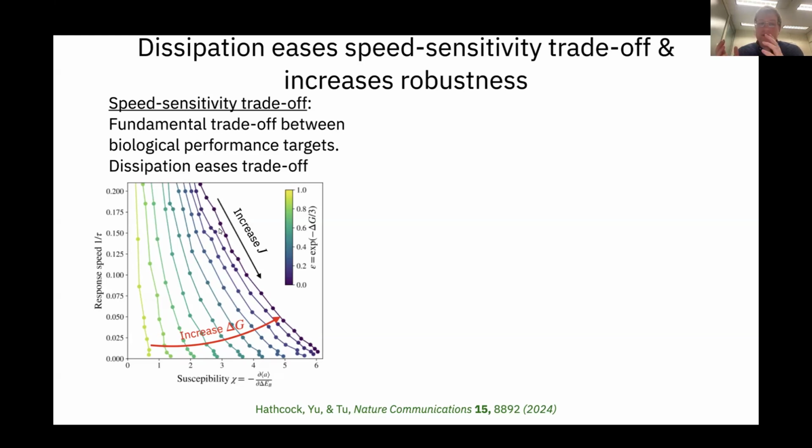As we tune the coupling strength in the lattice, there's a trade-off between speed and sensitivity. This is, I think, somewhat intuitive. If you increase the coupling, the lattice tends to respond together, so that gives you sharper, more sensitive responses. But as I showed earlier, this increases the dwell times in the system, the characteristic relaxation timescales, which gives rise to slower responses. So there's this fundamental trade-off between speed and sensitivity, and one role of dissipation in the system is easing this trade-off. It pushes these curves towards the upper right, allowing the cell to obtain both a faster and more sensitive response.